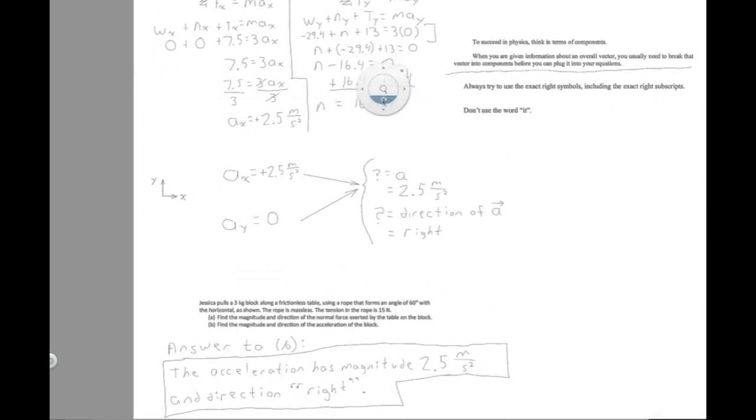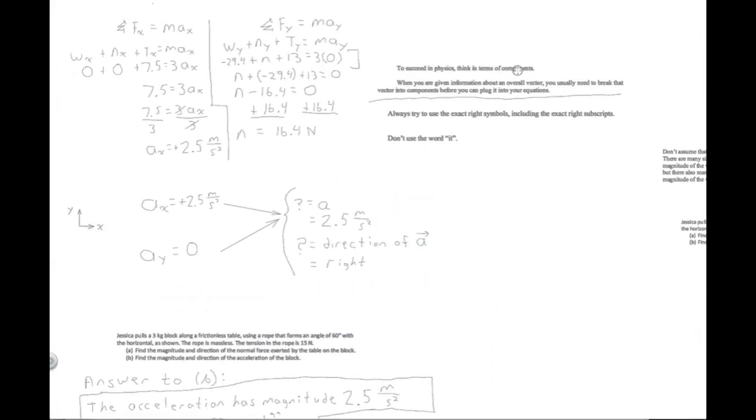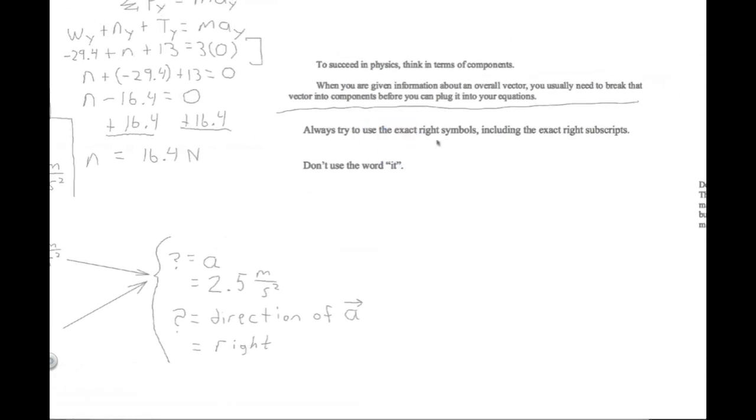Most students are very poor at that because notice, where did this problem mention components? Where did the problem tell you to use components? The problem never mentioned components or gave any hint that the key to the solution was thinking in terms of components. You're just expected to know that the key to solving many physics problems is to think in terms of components. So you need to get into that habit.